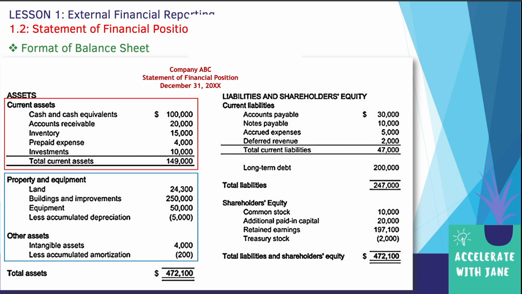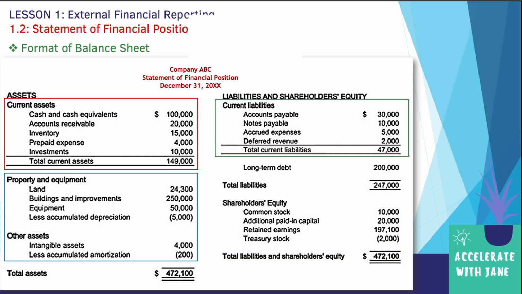Then we have here items which are classified as non-current assets. We have land, building and improvements, equipment. Then we less accumulated depreciation. Then we deduct the accumulated depreciation from the equipment. Then we have intangible assets under non-current assets, and take note, intangible assets are also amortized. Hence, we deduct the accumulated amortization.